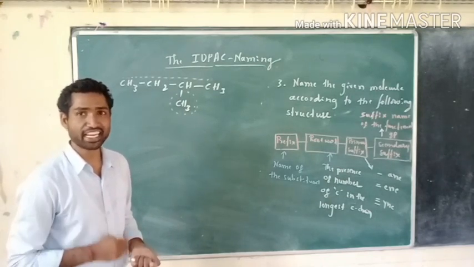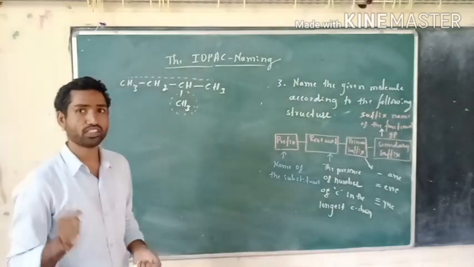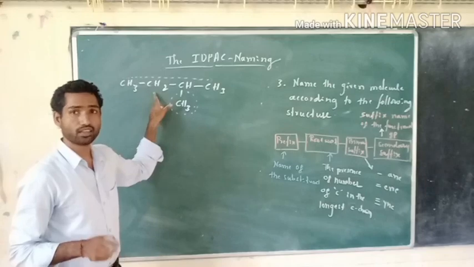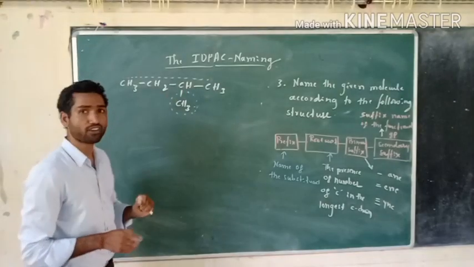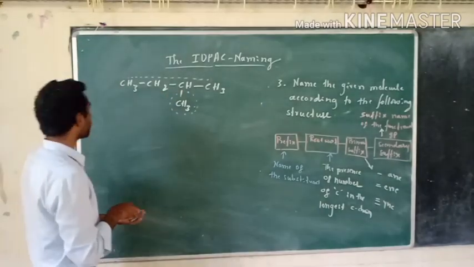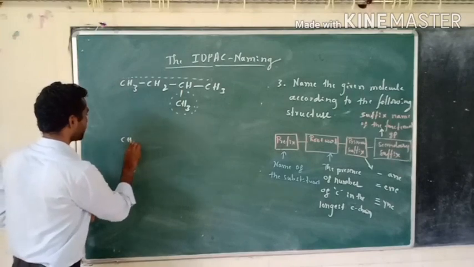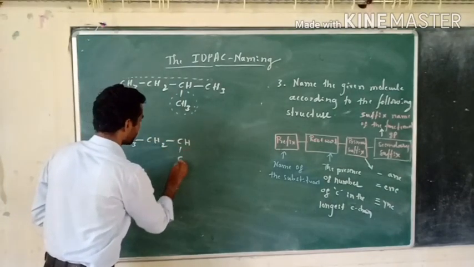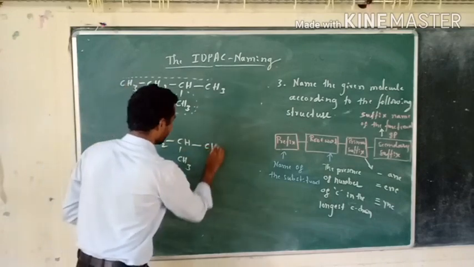Okay, so that is the second rule. What we have to do? Number the longest carbon chain in such a way that the least number should be given to the carbon bearing the substituent or functional group. So here there are two possibilities. I am going to write CH3, CH2, CH, CH3, CH3.